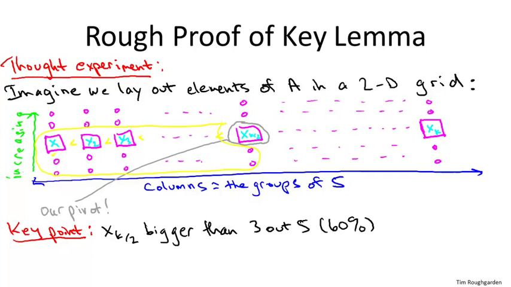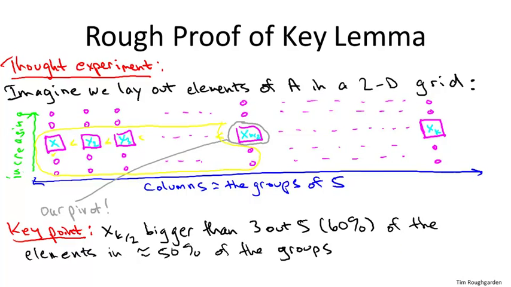You go straight west, you see stuff which is only smaller. From any of those points, if you go southward, you'll see stuff which is even smaller than that. So this entire yellow region, everything southwest of the pivot element, is smaller than it. And that's a good chunk of the grid, right? So for all of these columns, it's basically 3 out of the 5, or 60% of them, that are smaller than the pivot, and half of the columns essentially are in this part of the grid. So if the pivot's bigger than 60% of the stuff in 50% of the groups, that means it's bigger than 30% of the elements overall.